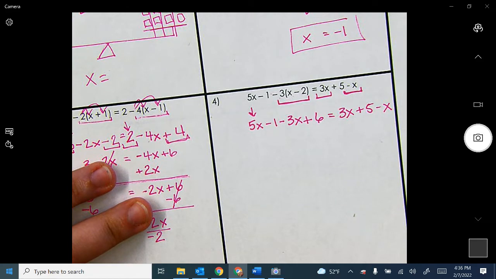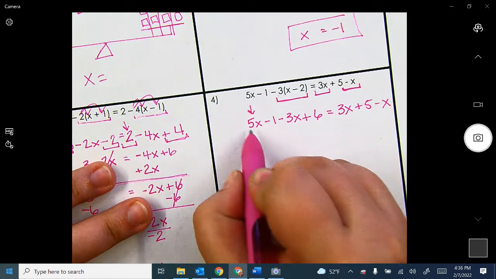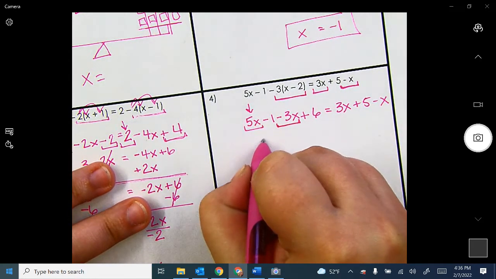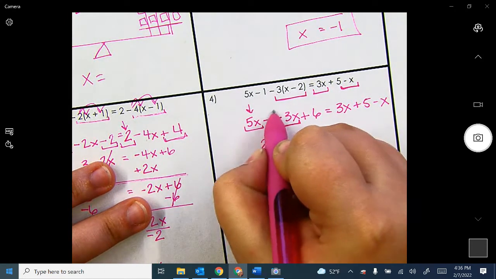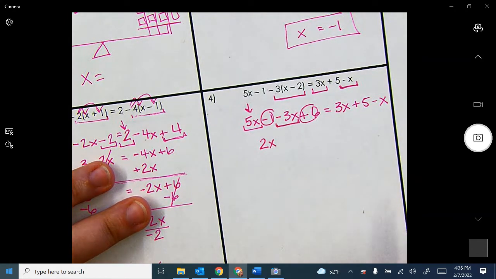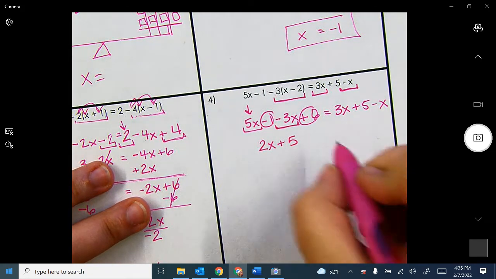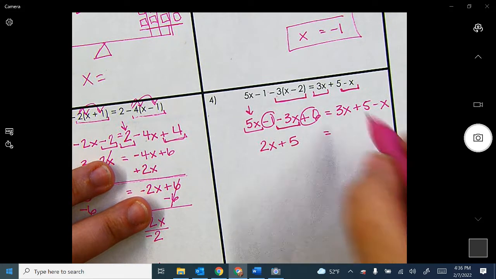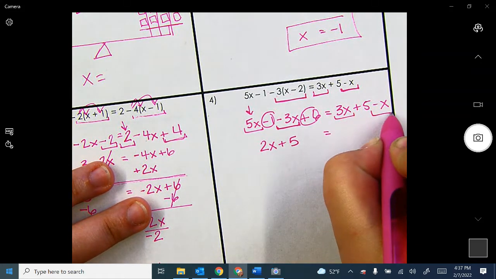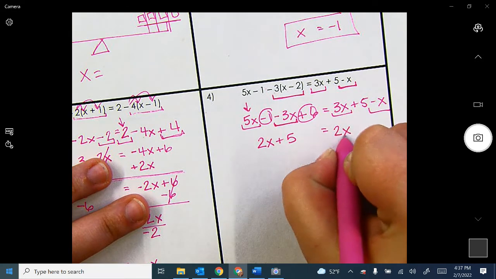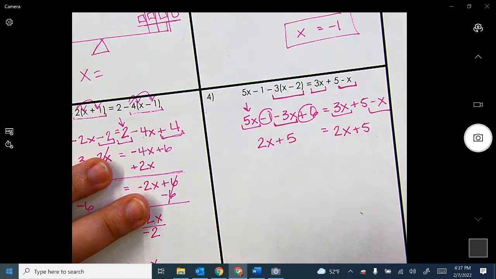Now let's go ahead and do our zero pairs, combine like terms. So on the left, I see a 5x and a minus 3x. So that's going to combine to just 2x. Then I see a negative 1 and a positive 6. So altogether, that's going to equal positive 5. All right, on the right, like I said before, I can combine that 3x and that minus x. So 3x minus x just gives me 2x. And then I'll keep that plus 5.